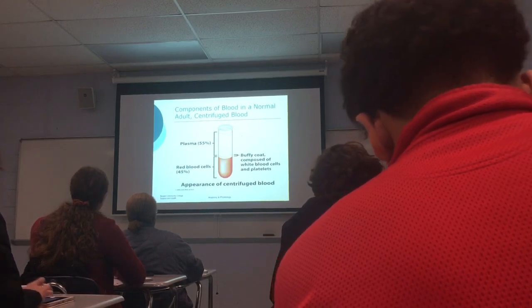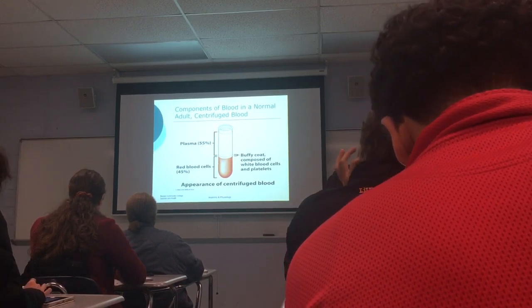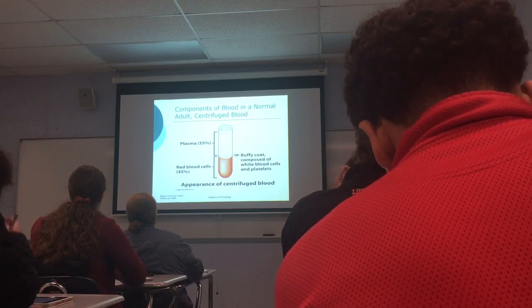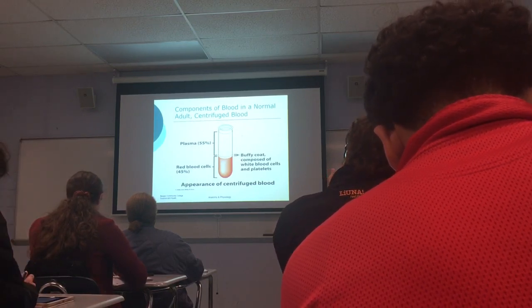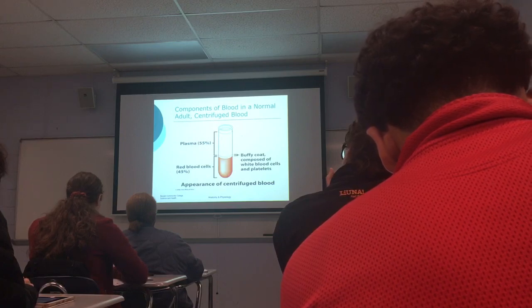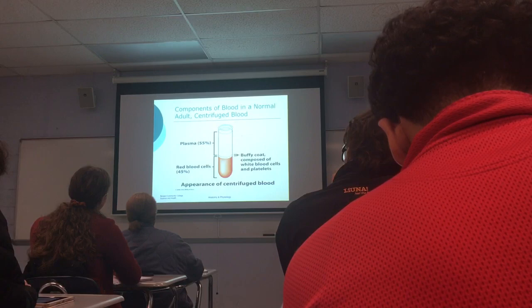So if I took blood and put it in a test tube, put it in a centrifuge machine, a machine that spins it really, really fast, all the solids go to the bottom. So all your red blood cells go to the bottom. Your white blood cells and platelets will be this tiny little buffy coat here, and then the rest will be plasma.